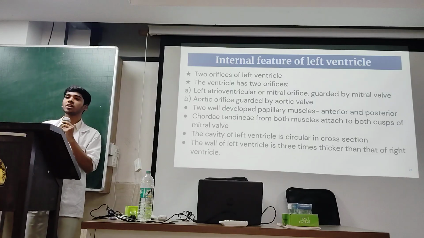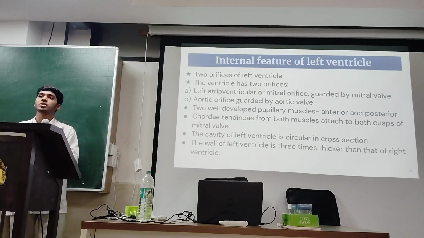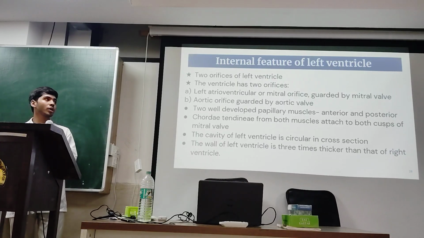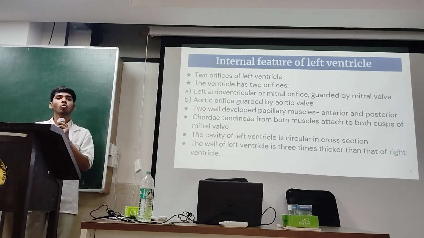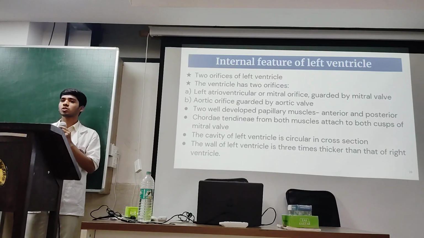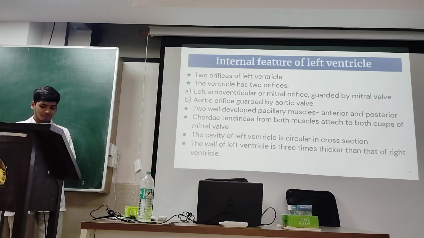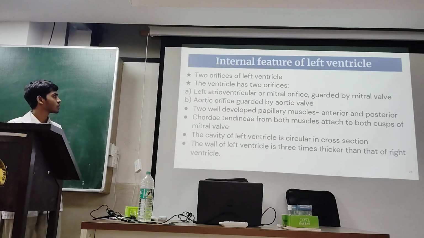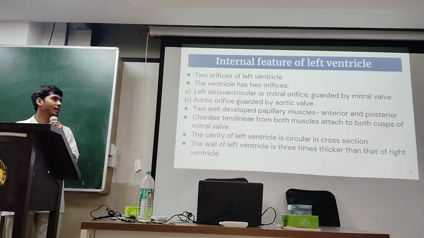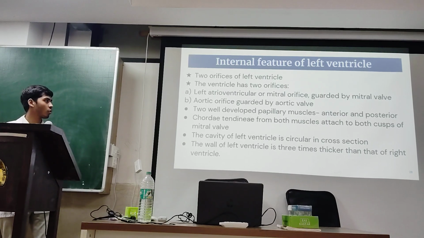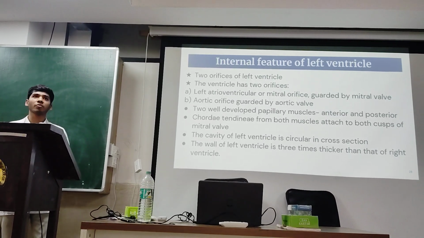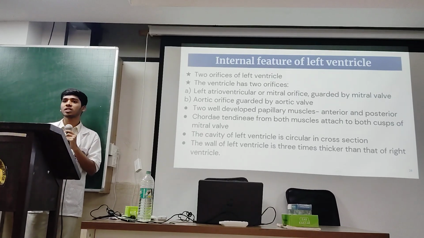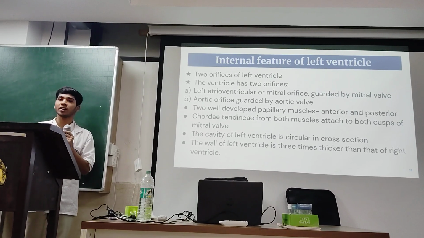There are 2 orifices in left ventricle: atrioventricular orifice, which is guarded by mitral valve, and aortic orifice, which is guarded by aortic valve. There are 2 well-developed papillary muscles, which are also called pillars of heart. Chordae tendineae from both muscles attach to both cusps of mitral valve. The cavity of left ventricle is circular in cross section, and wall of left ventricle is 3 times thicker than wall of right ventricle. Thank you.